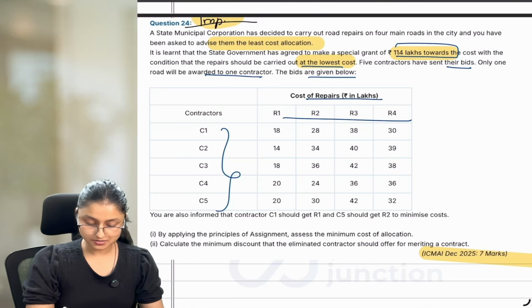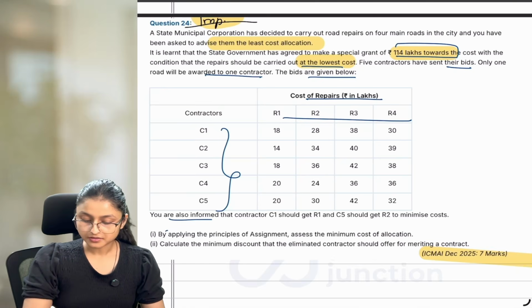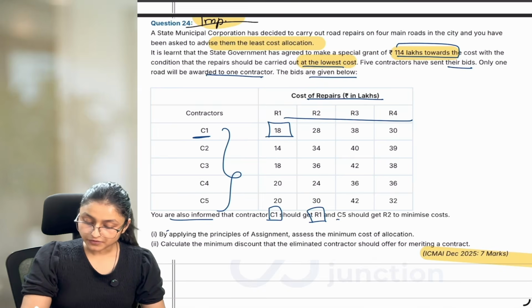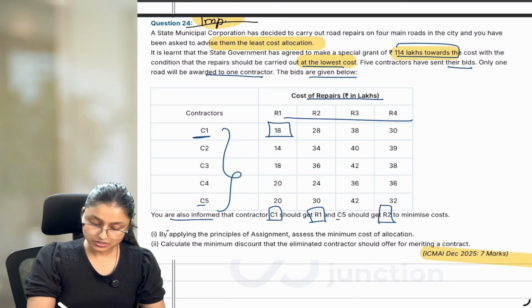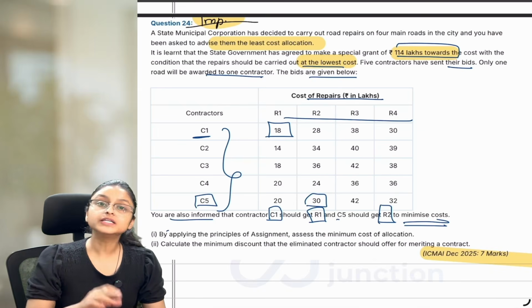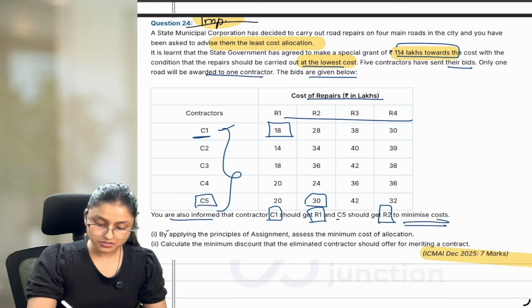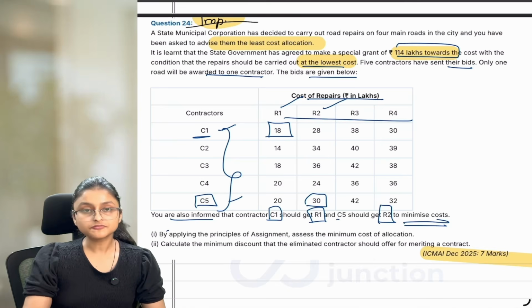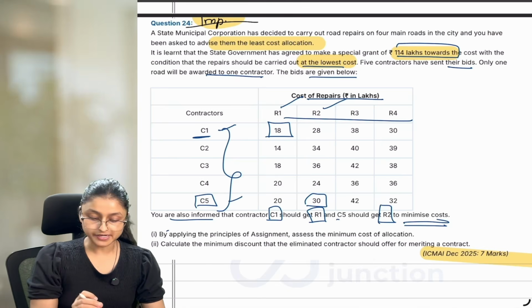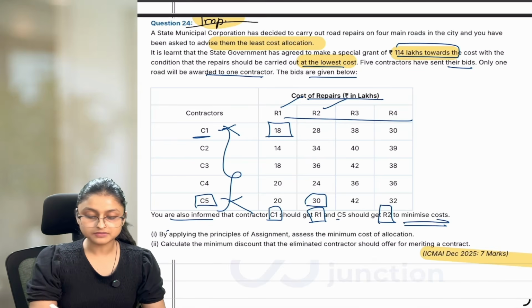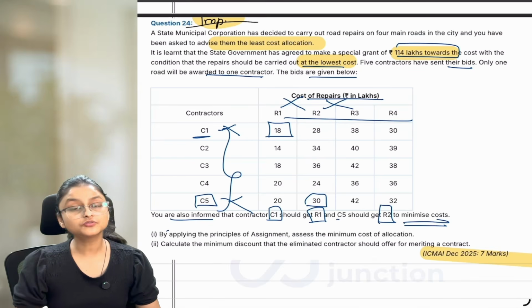But then the question says you are also informed that the contractor C1 should get R1, and C5 should get R2 to minimize cost. So the question has already allocated 2 things. For C1, R1 is allocated. For C5, R2 is allocated. And if their allocation is already made, then for your final answer, you will not allocate C1, C5, R1, R2. So how to find out the answer?